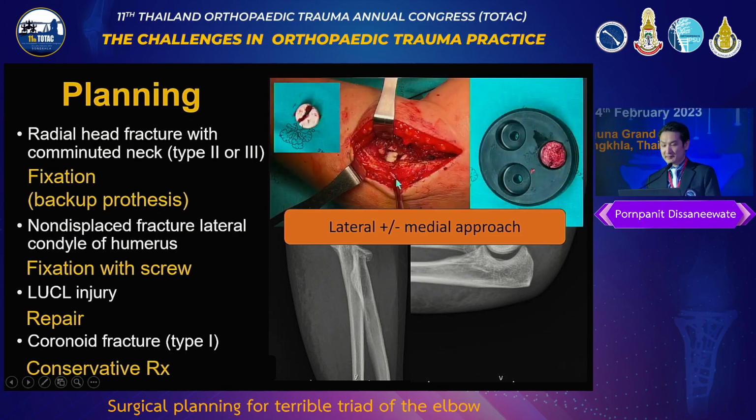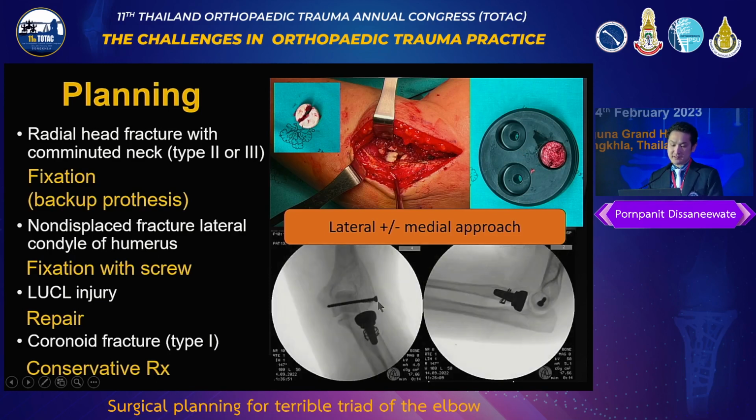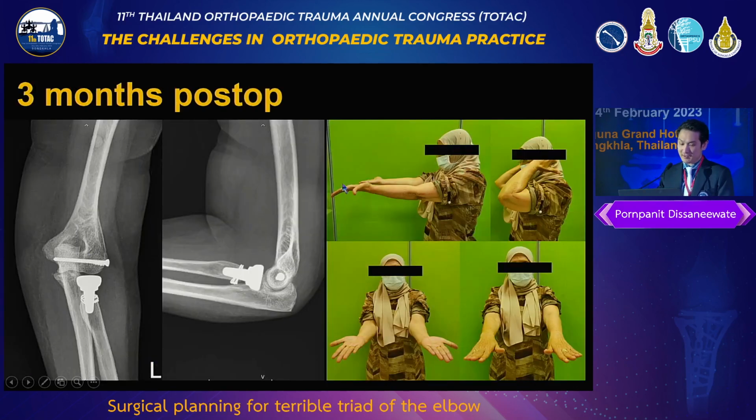In this case, I took out the head, and the neck is too comminuted, so I did the replacement. And I also fixed the lateral epicondyle with a screw. And there is also an anchor suture here to repair the LUCL. And in this case, I treated the coronoid conservatively. I put the patient in an elbow brace and did early motion. You can also find that there is a wire here around the proximal radius, because there was some cracking when I did the proximal radius replacement. So this is the result after 3 months.